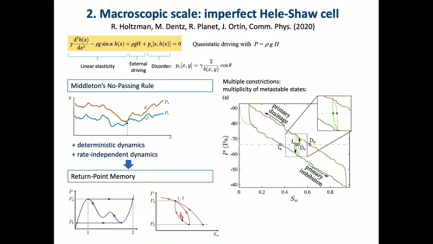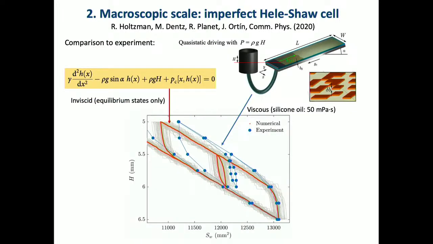And then, because this trajectory is bounded by the two other trajectories, and the two other trajectories are actually exactly the same, they are identical in this representation, then you are sure that you will return exactly to that point. And this is the return point memory, okay? And this is perfectly satisfied by our system, okay?